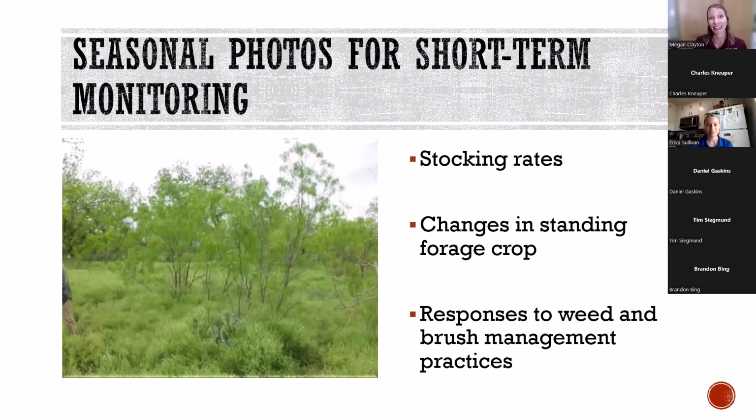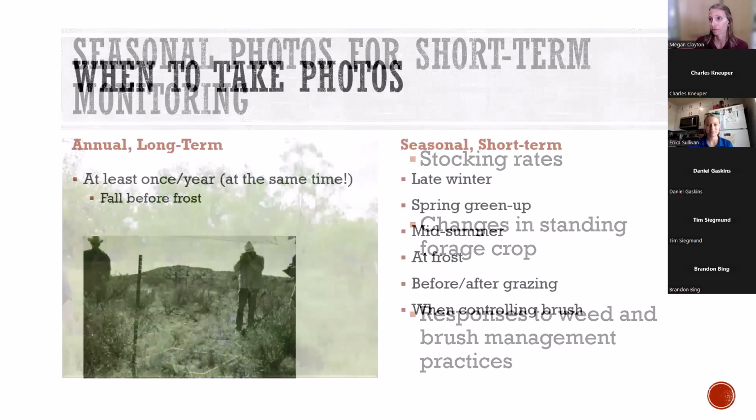So if you've made any effort into applying management onto your property, it is a must that you follow those up, or start those and then follow those up with seasonal photos, because that's going to document the change and make sure that what changes you're seeing are aligning with your goals for that property. So really exciting to be able to take seasonal photos to kind of track those short-term changes over time.